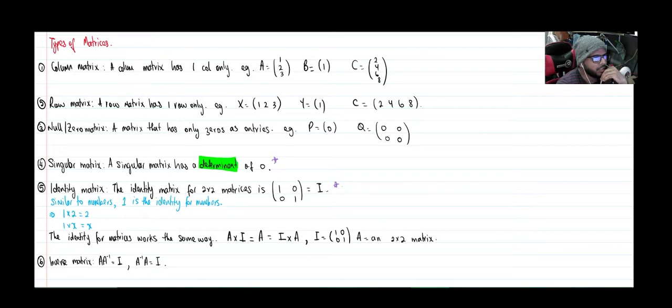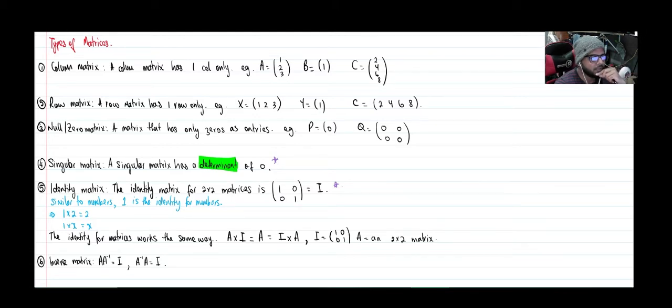Number 3, the null or the zero matrix. It's just a matrix that has a whole bunch of zeros in them. Regardless of the size, every single entry is a zero. Number 4, the singular matrix. A singular matrix has a determinant of 0, and we will speak about the determinant probably in this video or in the next video.